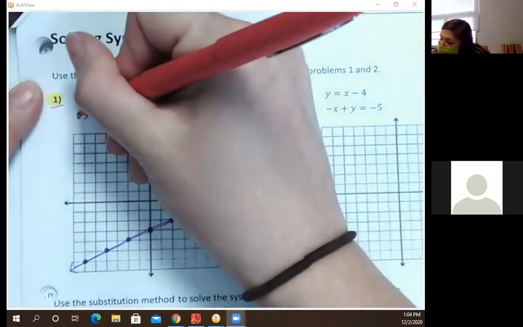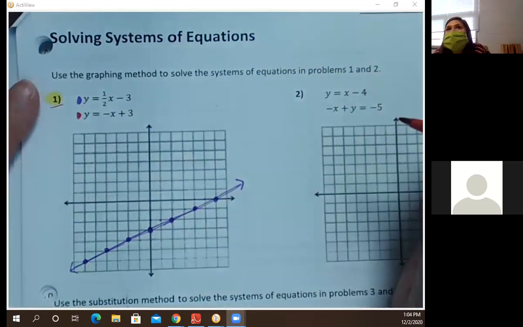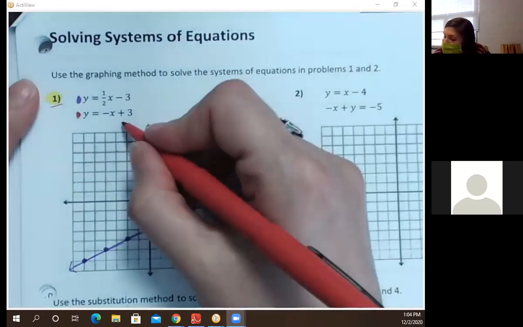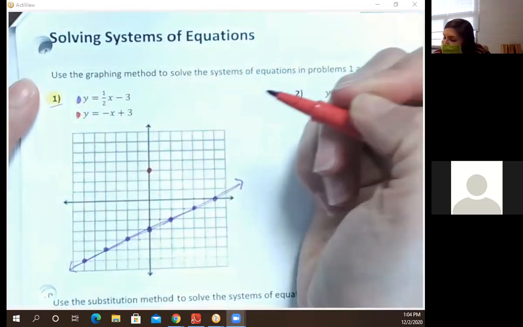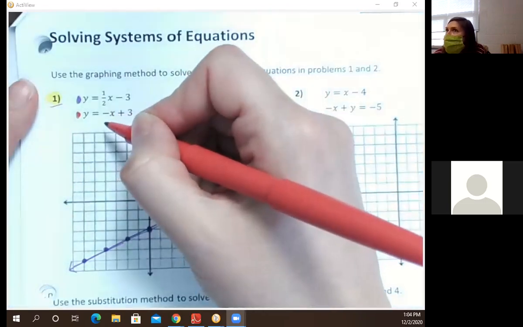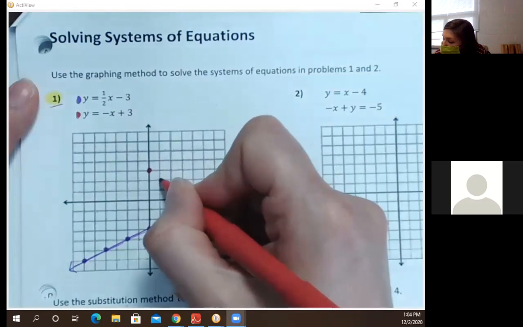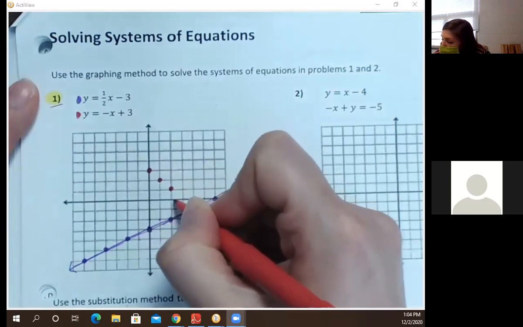And then for my second equation, y equals -x plus 3. So my y-intercept this time is +3. And this negative in front of x would be -1. That's my slope. So I'm going to go down 1, forward 1, down 1, forward 1.